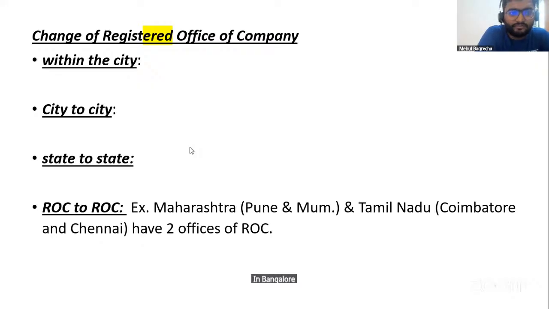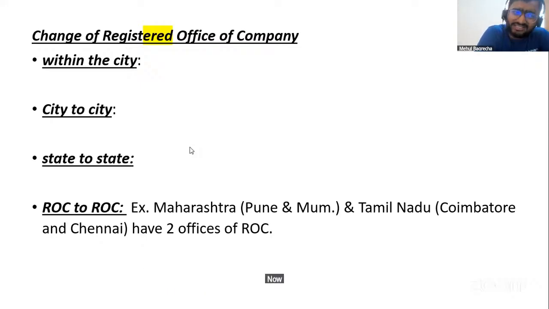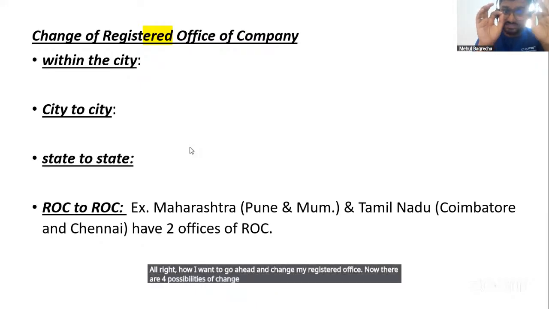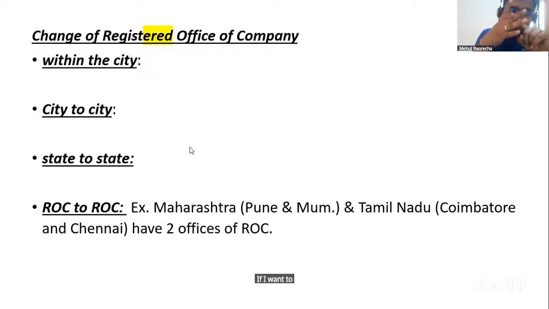Now, let's suppose my company's registered office is on MG Road in Bangalore. Those of you from Bangalore, you should know. Those of you not from Bangalore, don't bother. There's an area called MG Road. Now, I want to change this from MG Road and go towards, say, Outer Ring Road. I want to go ahead and change my registered office. Now, there are 4 possibilities of change in registered office. Sit straight. If you don't pay attention, you will not understand this concept.